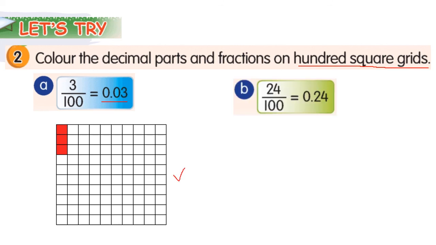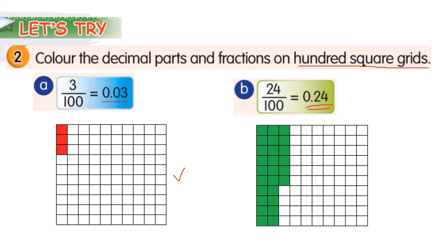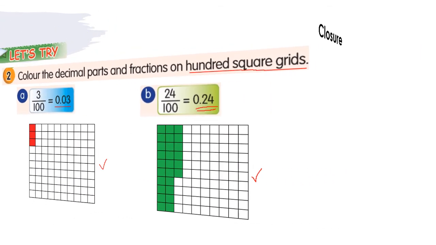And then for B, 24 hundredths, or 24 over 100, is equal to 0.24. So from 100 you have to color 24 of it. So the answer is exactly like this.